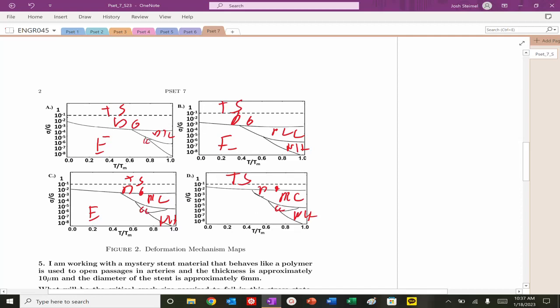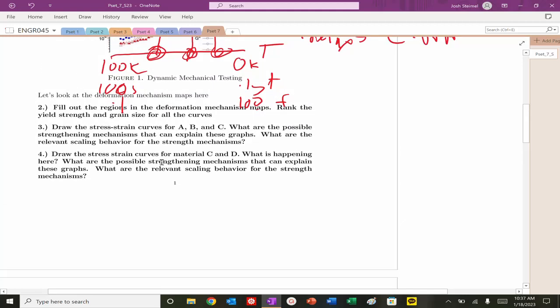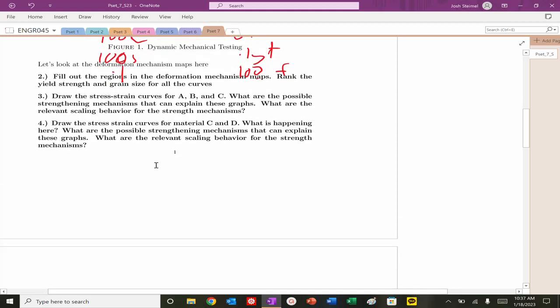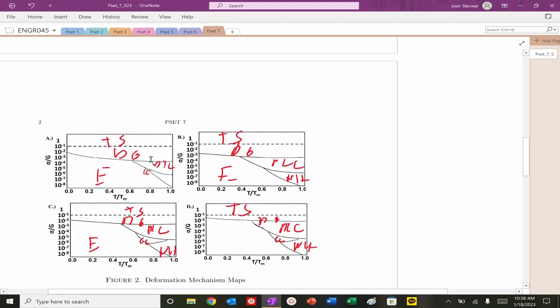All right, so what do we have here? Again, we filled it out. Let's rank for A, B, and C. Actually, it says here, for all of the curves. So I see that this seems to have actually the highest yield strength.